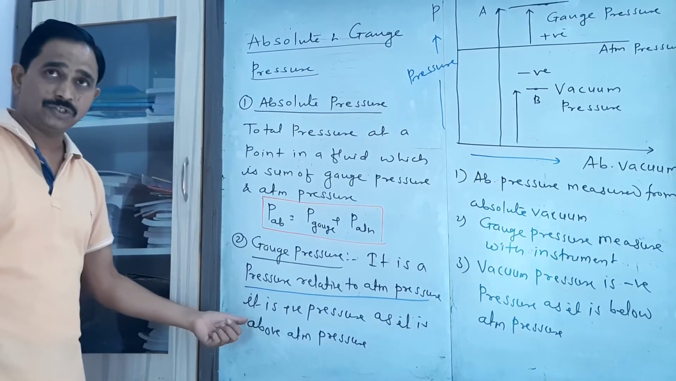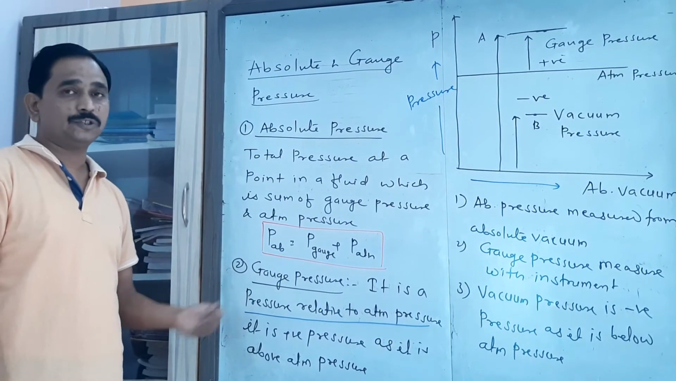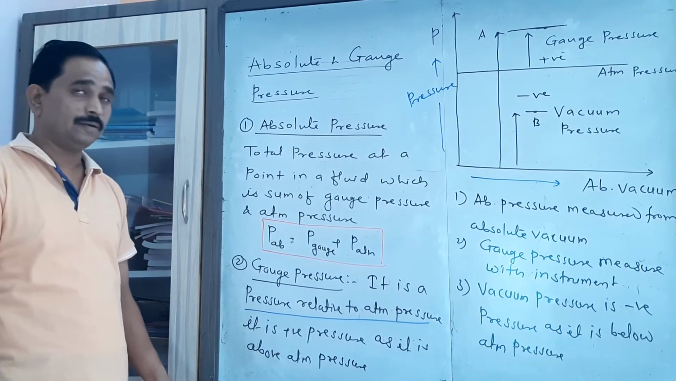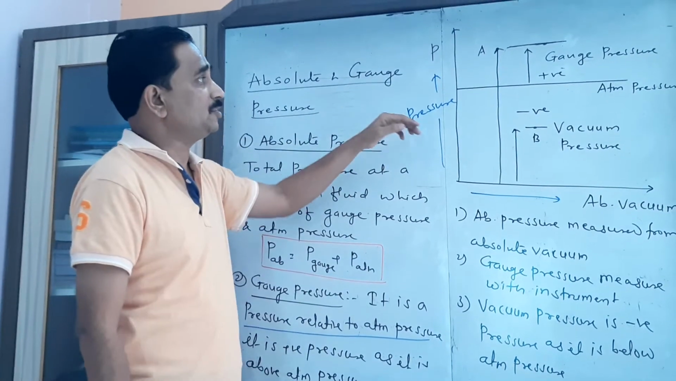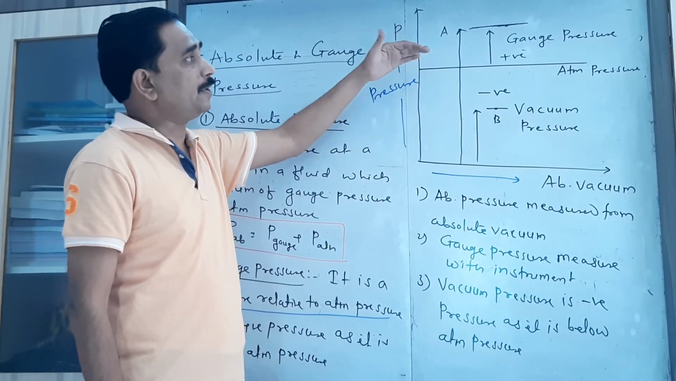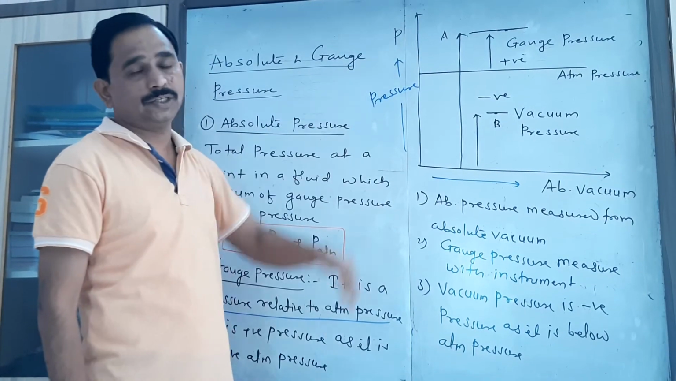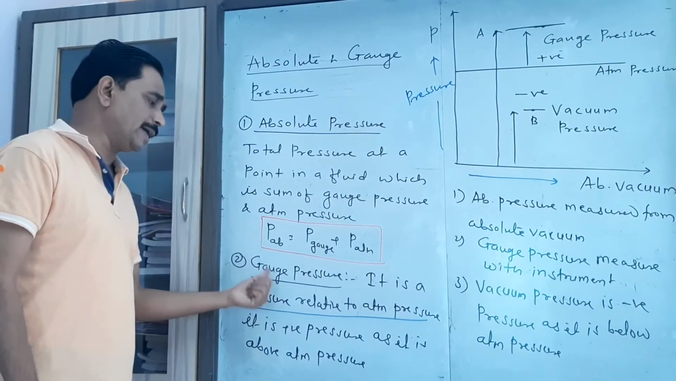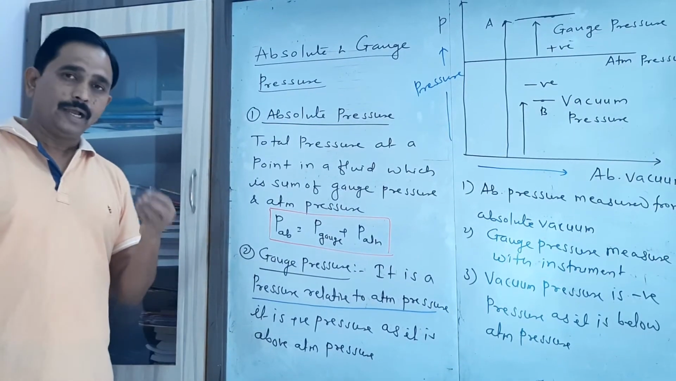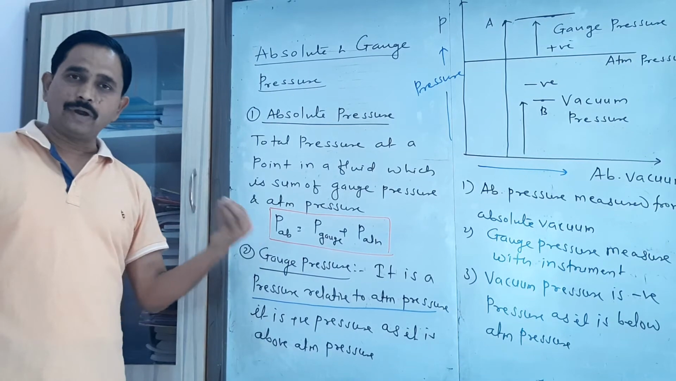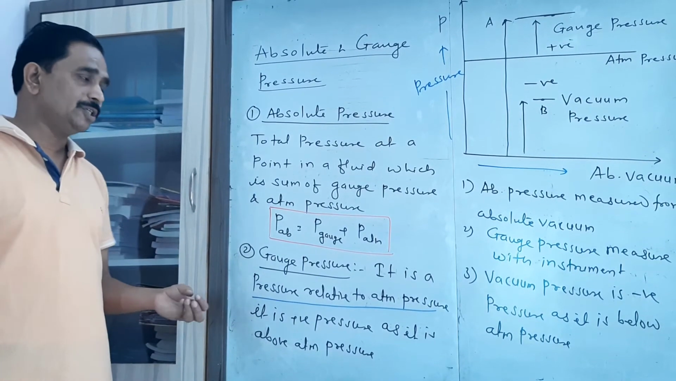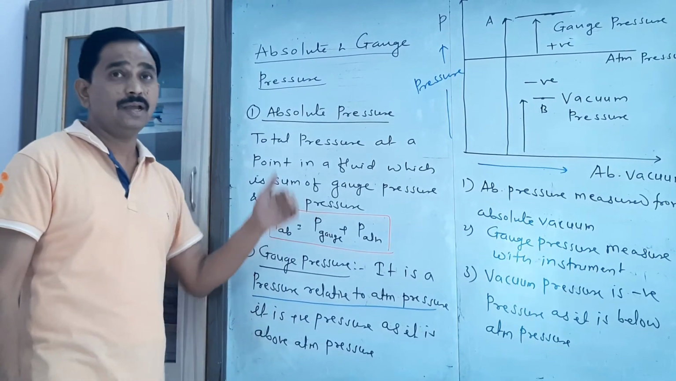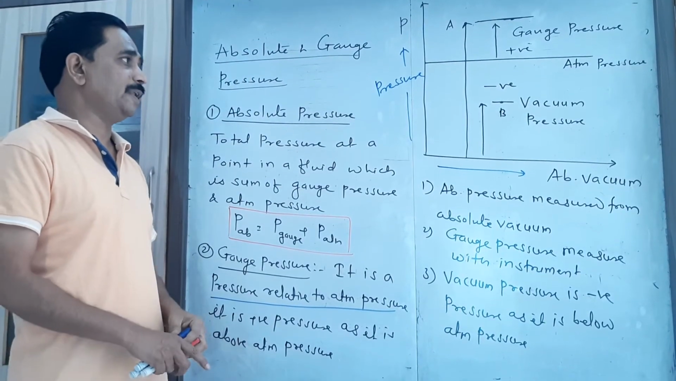Now this gauge pressure is more than atmospheric pressure. That's why it is taken as positive pressure, because as per sign convention, distances from a particular reference point in the upward direction are taken as positive and in the downward direction as negative. So what is gauge pressure? It is a pressure relative to atmospheric pressure which is more than atmospheric pressure. And why is it called positive pressure? Because it is above the atmospheric pressure.